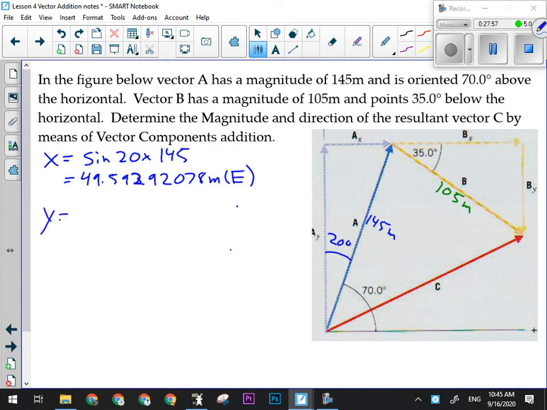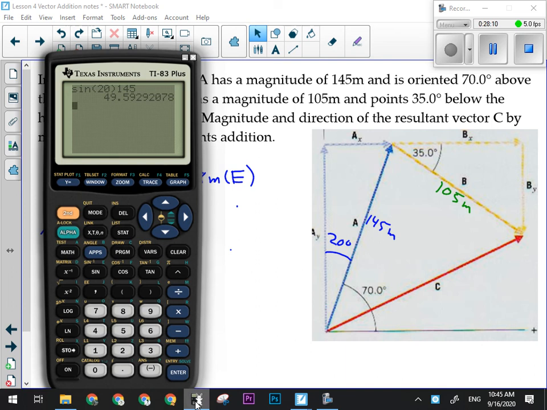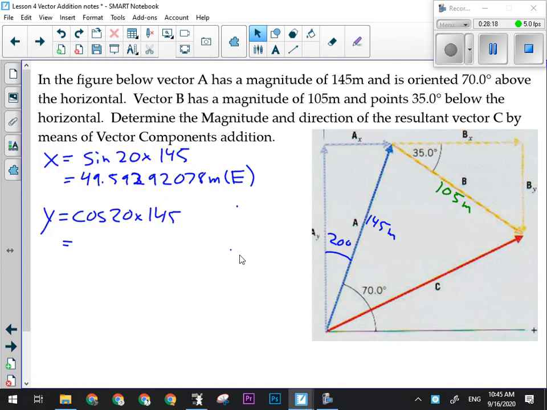Okay, blue Y. Well, Y has to be the adjacent side if X was opposite, so that'll be cos of 20 times 145. So cos of 20 times the hypotenuse. So 136.25543. And that is north. All right, so I found blue X and blue Y. Okay, how many people have already found BX?